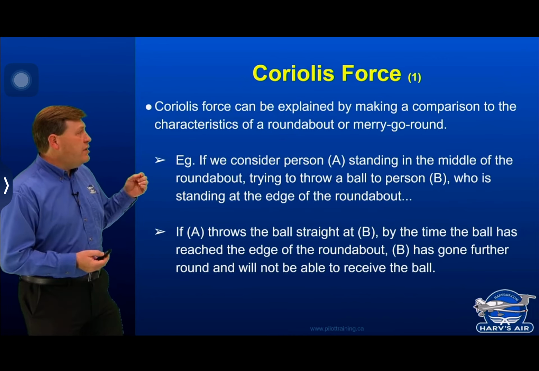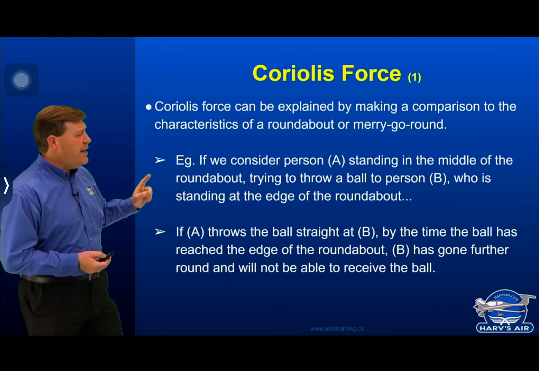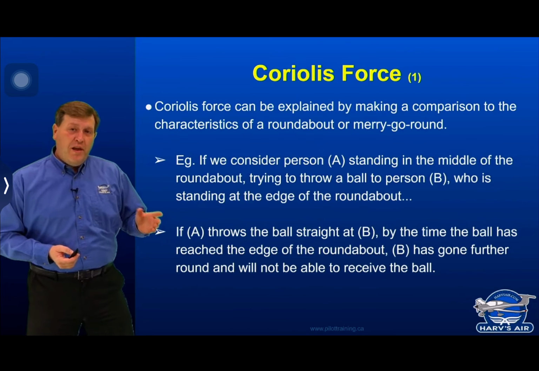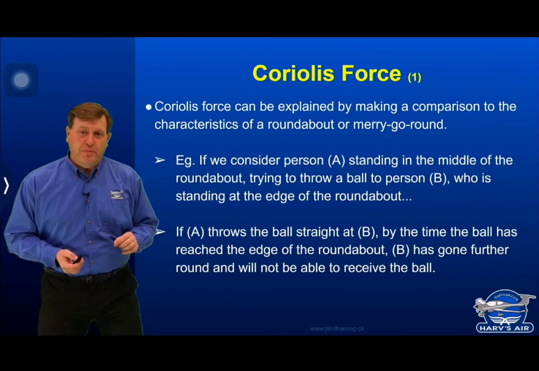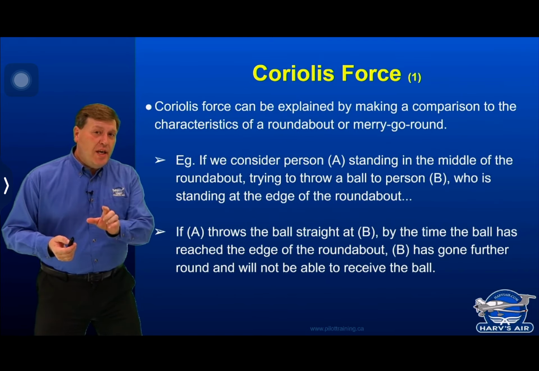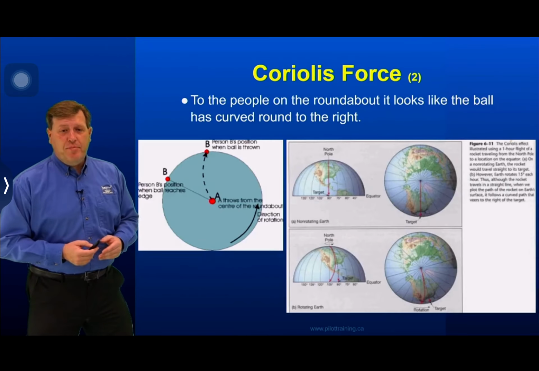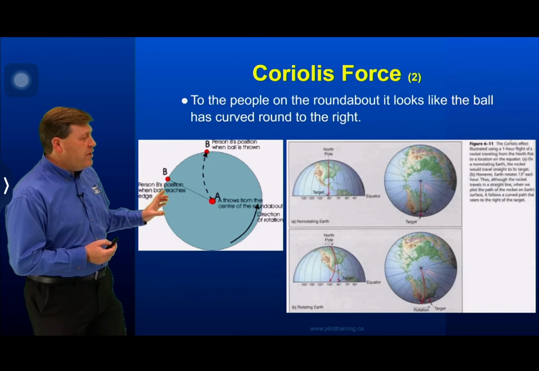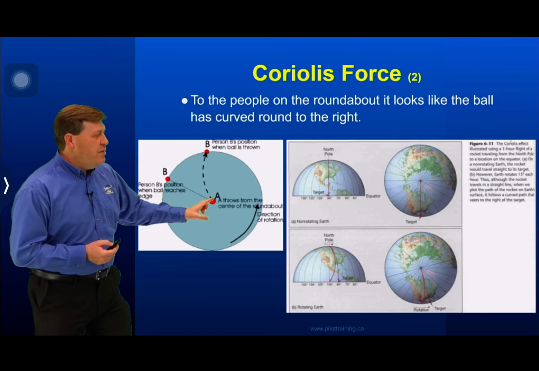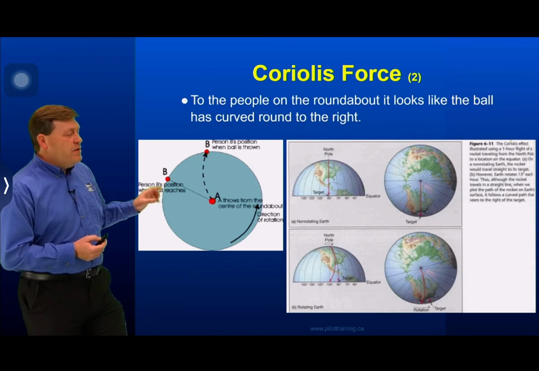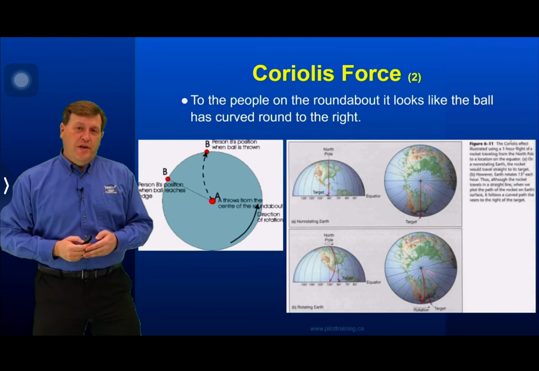So, Coriolis force here, in the next few slides, it uses the example of a merry-go-round. And this is actually a pretty good example. However, I thought about it a little bit, and I came up with another one that uses an apple. So, once again, here's the principle of the merry-go-round. Somebody in the middle, somebody out on the edge of the merry-go-round, and these two people decide to throw a ball to one another.